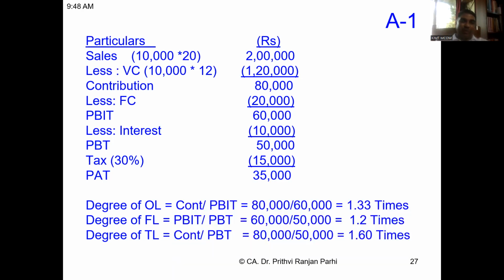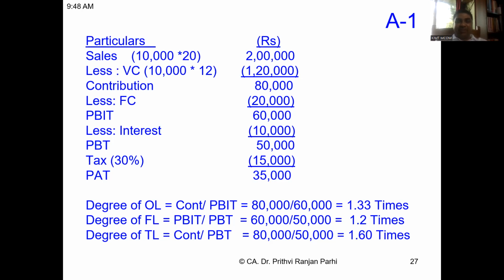In this example, we'll be calculating the leverages. Very simple. Operating leverage is contribution by PBIT. It's 80,000 by 60,000, which is 1.33 times. Financial leverage is PBIT by PBT, that is 60,000 divided by 50,000. It comes to 1.2 times. Total leverage is contribution by PBT, that is 80,000 by 50,000. It is 1.6 times.